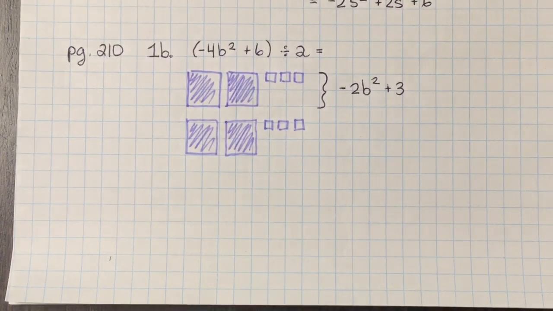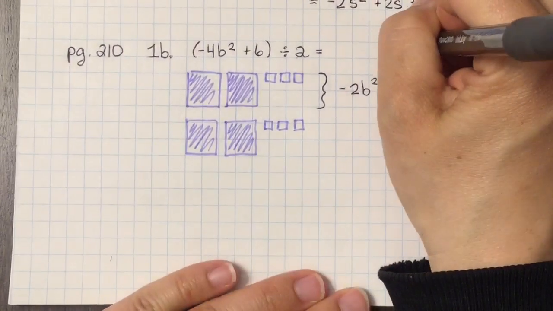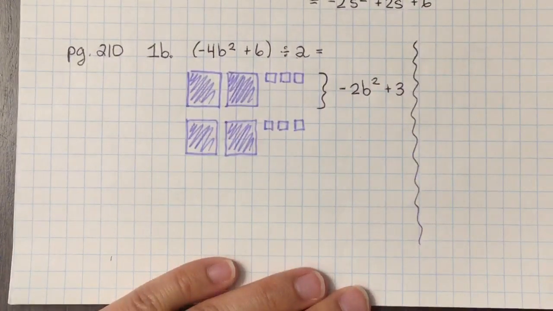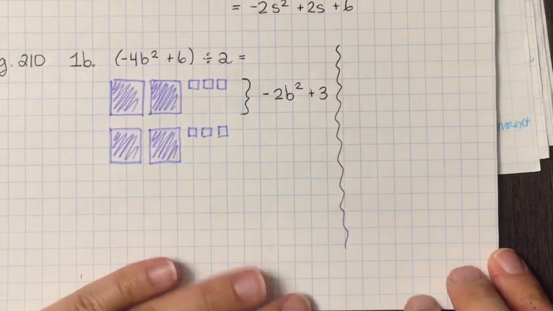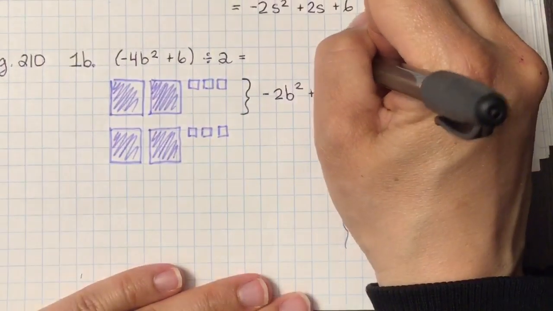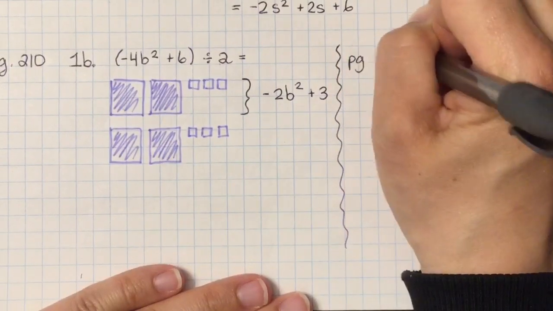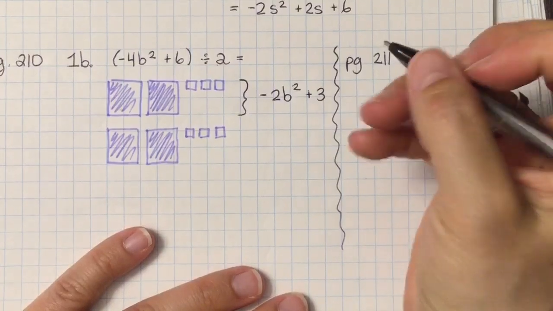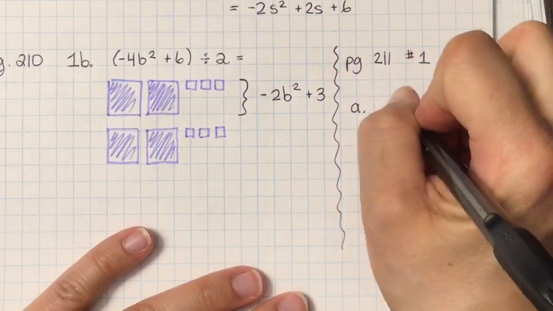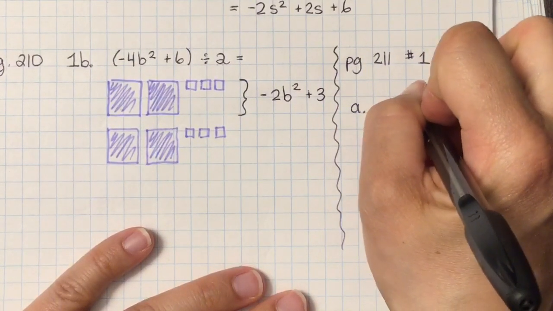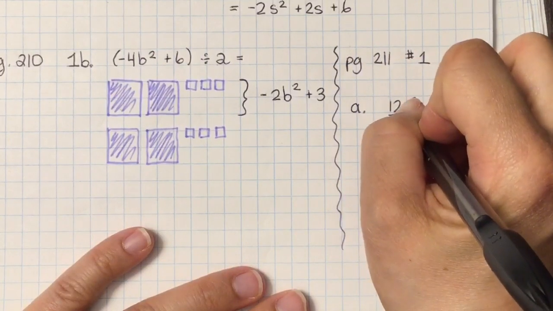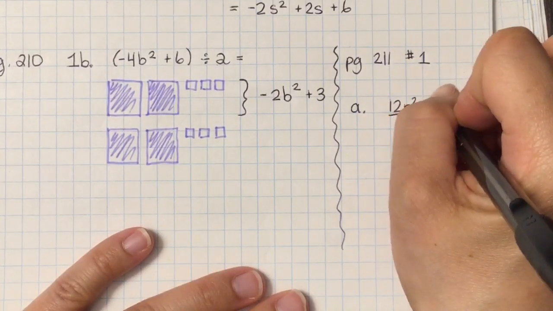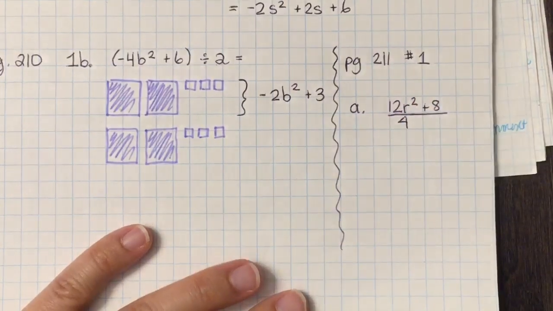Okay, now what happens if we are trying to divide a polynomial without algebra tiles? Okay, so I'm just going to go. Okay, and let's take a look at page 211, number 1. Okay, so number 1a says, 12r squared divided by 4, plus 8, all divided by 4.